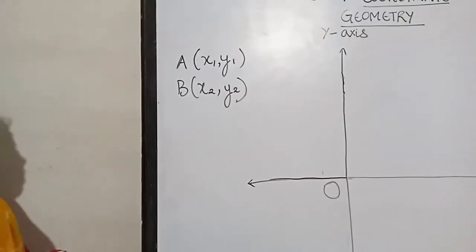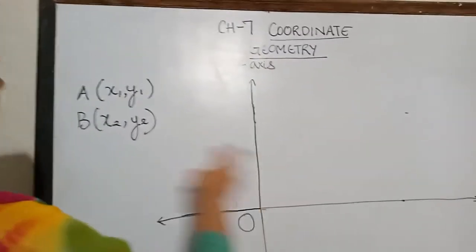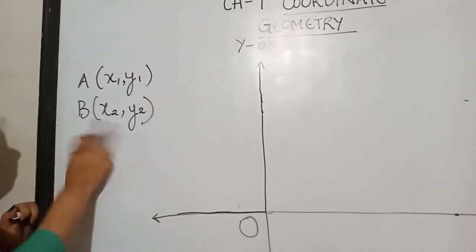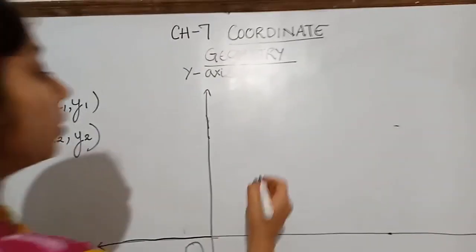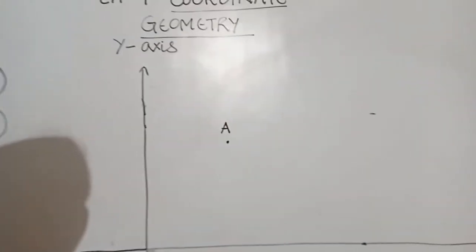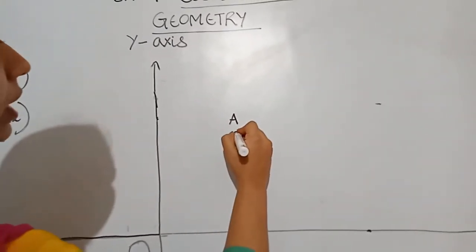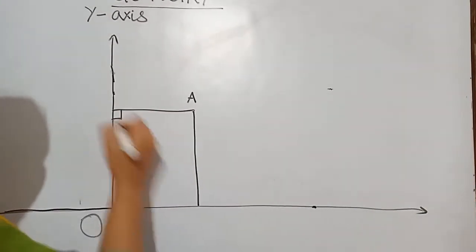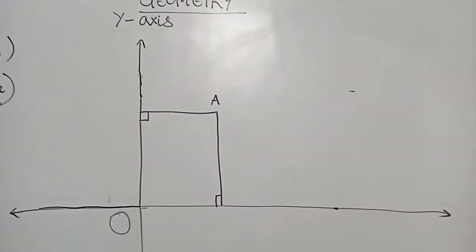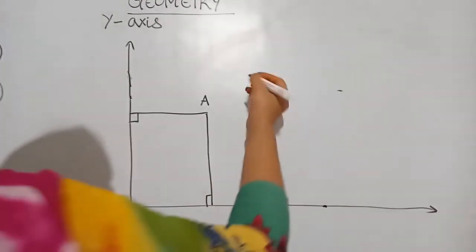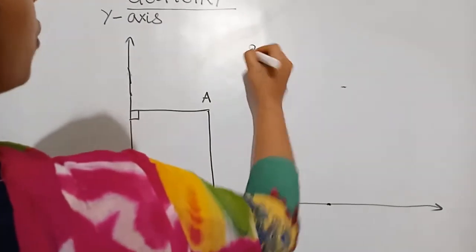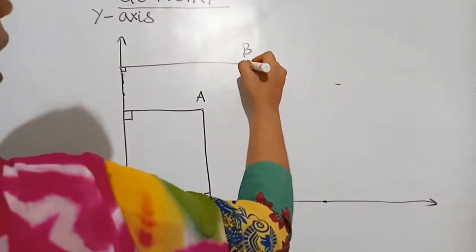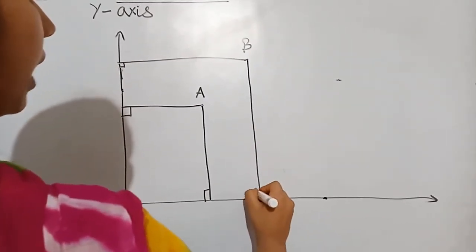Let us take 2 points and denote them on the graph. Let us take the first point, say A, be x1, y1 and the second point be x2 comma y2. Suppose this is A (x1, y1). From A I drop a perpendicular on the x-axis and a perpendicular on the y-axis. Let us take point B (x2, y2). From here I drop a perpendicular on the y-axis and a perpendicular on the x-axis.